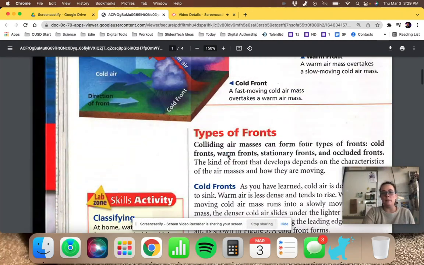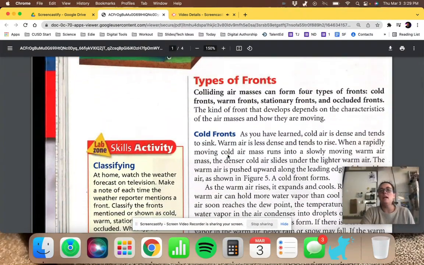But let me go back up here and start to read about types of fronts. Colliding air masses, or air masses that are pushed together, can form four types of fronts: cold fronts, warm fronts, stationary fronts, and occluded fronts, and we'll talk about those. The kind of front that develops depends on the characteristics of the air masses and how they're moving.